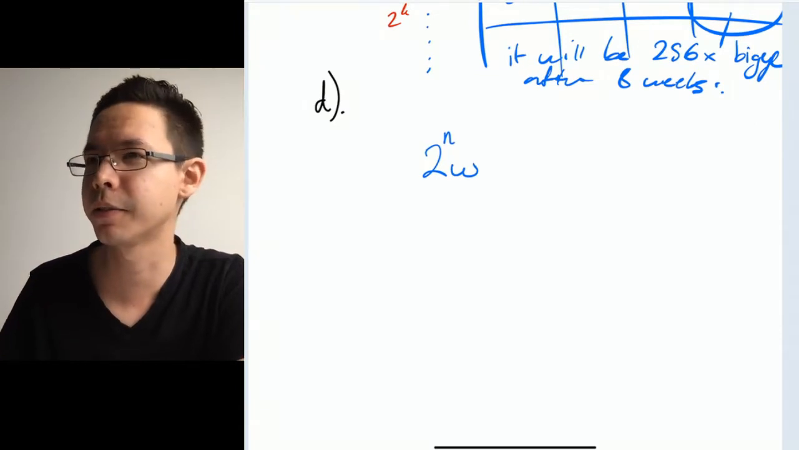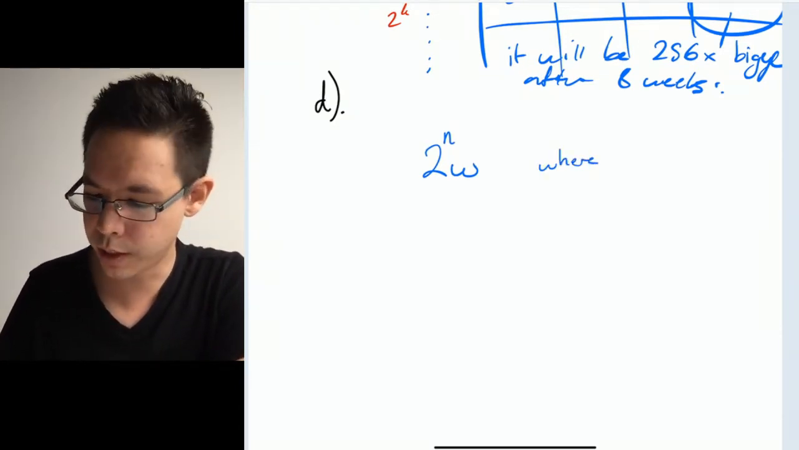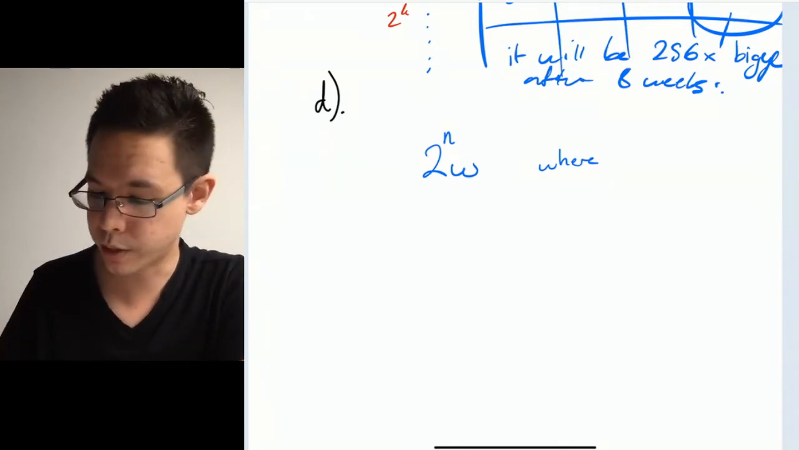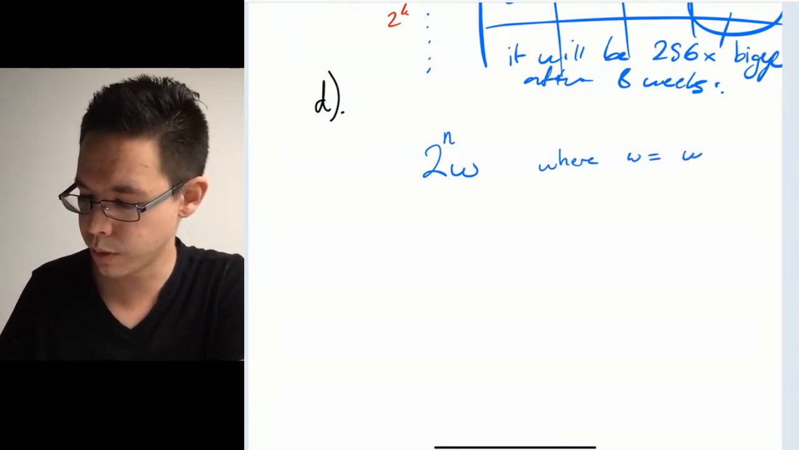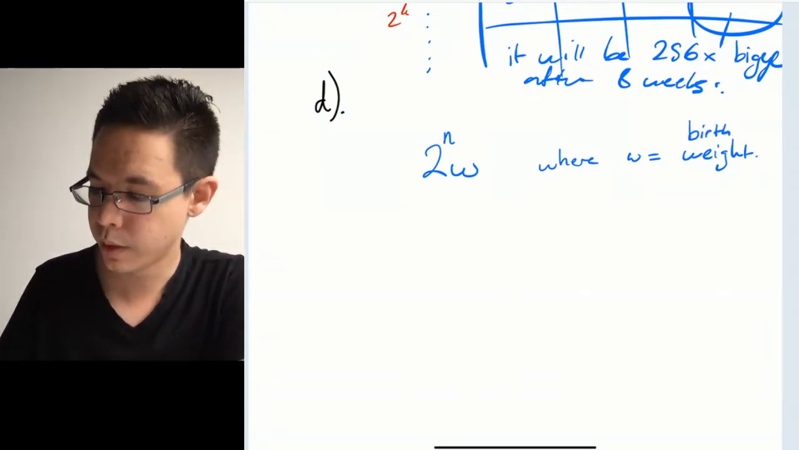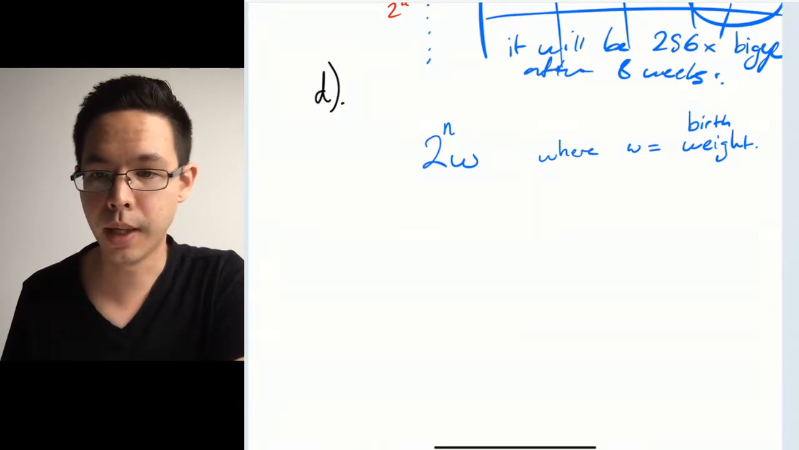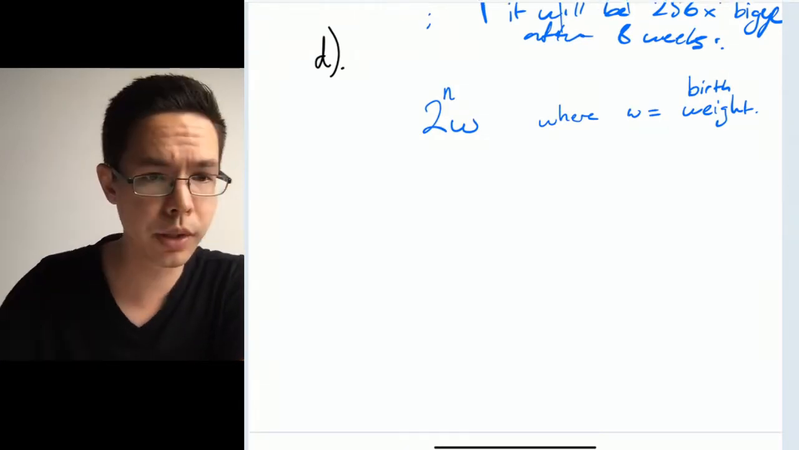Did I cut out again? No, you're fine. Okay. What you might do just to polish it off is define what the letter W means. So I'm just going to say where W equals the birth weight, so the original weight of the mouse. Okay. That's it. So moving on to the next question.